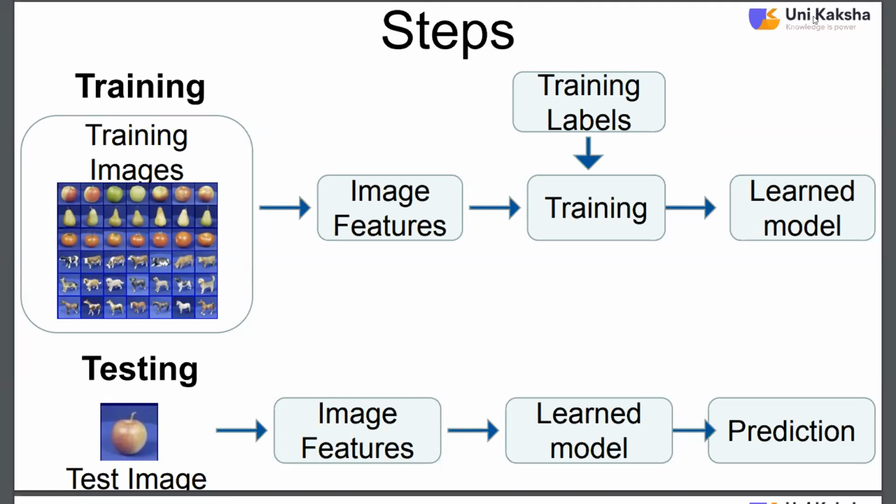Mostly 70% to 75% of the data can be used for the training purpose, and 25 to 30% of the data we use for the testing purpose. And finally, we get the prediction from the learning model. So this is the step which we are following for our case study also.